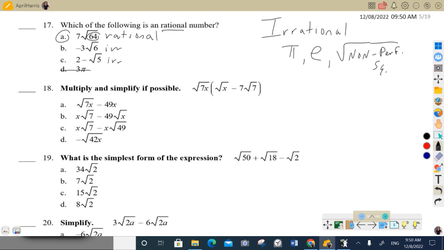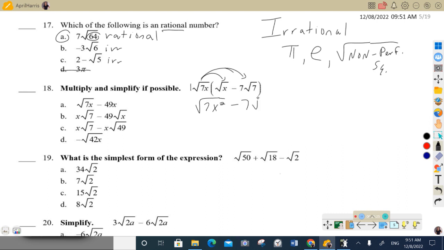18 is where we start to get a little tricky. It says multiply and simplify if possible. So you have a monomial times a binomial, so we need to distribute. So this was our test 2 on radicals and exponents and all that. So if you have a square root times a square root, you get a square root of what's underneath. So 7x times x is 7x squared. Square root of 7x times negative 7, square root of 7. All right, so we have a 1 times negative 7, which is negative 7.